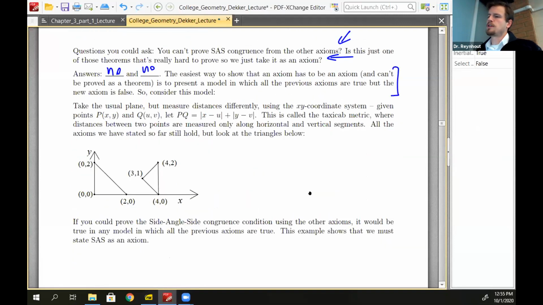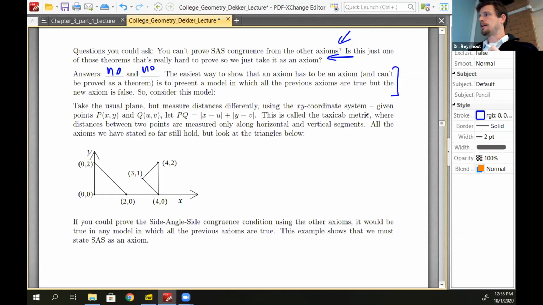So what we do is we recognize that in all of our axioms and definitions and theorems that we have so far, we do not ever specify how to measure distance. That's never been given. We've talked about it, but we've not actually specified. So we can use what's called the taxi cab metric, which amounts to, if you want to calculate the distance between 2 points, you measure how far over and how far up you have to go.